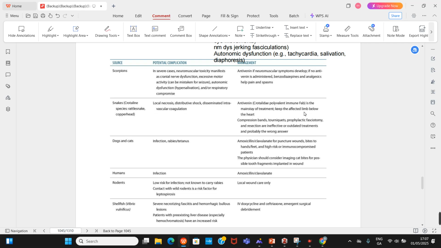So just keep that area below the heart and administer your antivenin. That's what you do. For dog and cat, don't forget you always want to give vaccination for tetanus and rabies. And because they have a very high chance of causing infection, you must give them some prophylactic agent. And that is amoxiclav. I've emphasized this. Amoxiclav, very important for them.